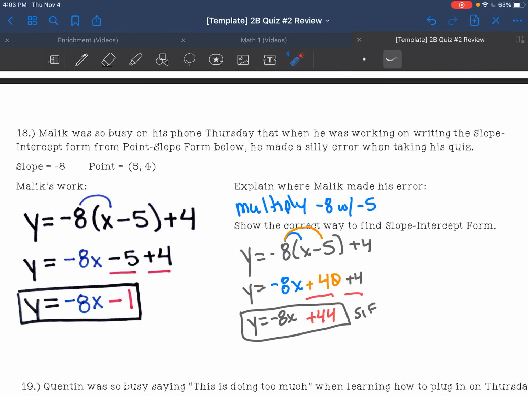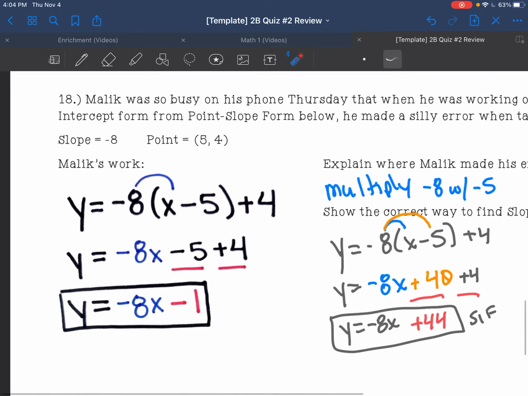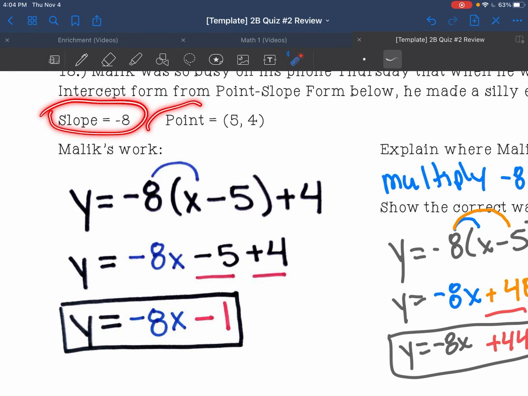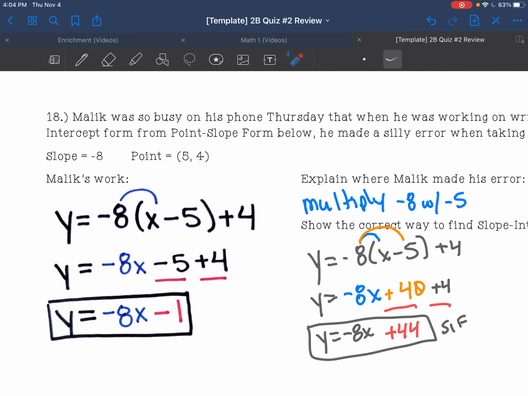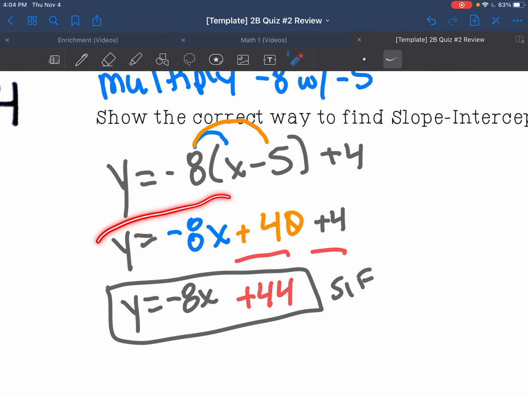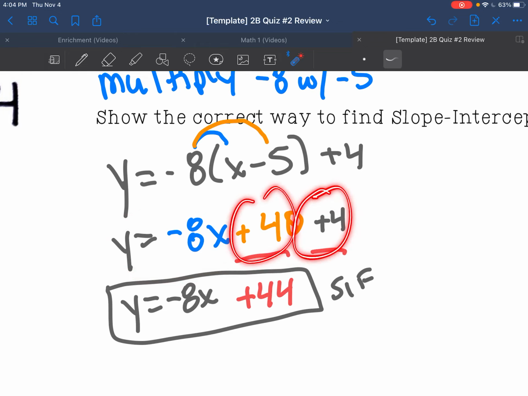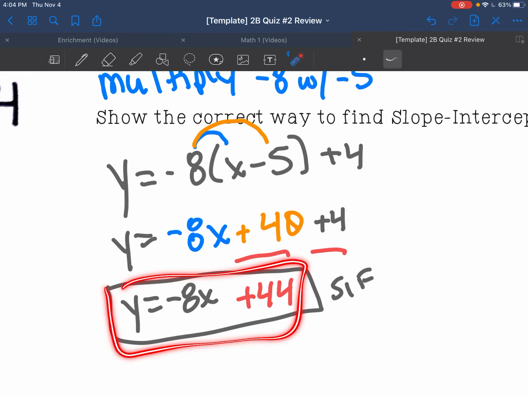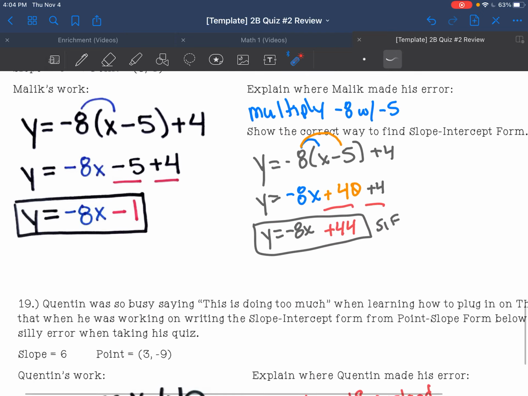Number 18, again. Malik was so busy on his phone Thursday that when he was working on the slope-intercept form from point slope form below, he made a silly error when taking his quiz. So we have the slope of negative 8, a point of 5, comma 4. So it looks like he wrote the point slope form correctly, but it looks like he did not distribute all of the way. So he didn't multiply negative 8 with negative 5. So what we did was we corrected it. And when we do multiply by negative 8 with negative 5, we get a positive 40 plus 4. And 40 plus 4 gives us 44. So we got y is equal to negative 8x plus 44 for our slope-intercept form.